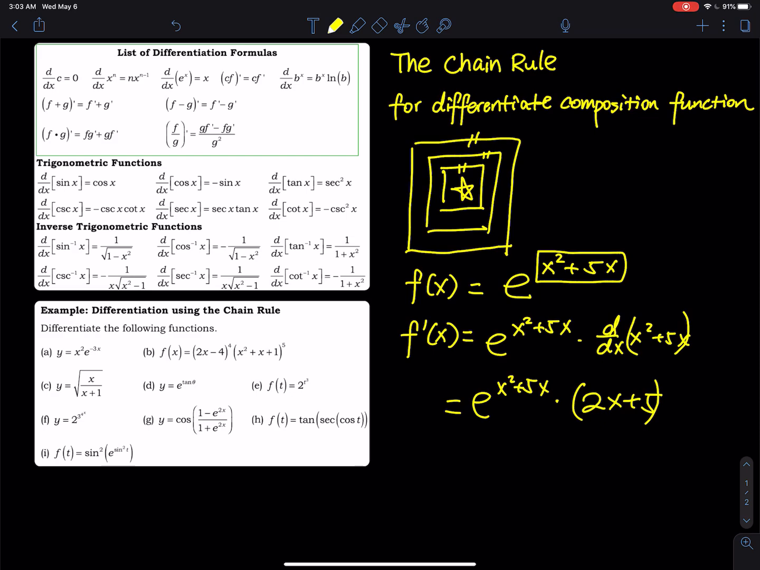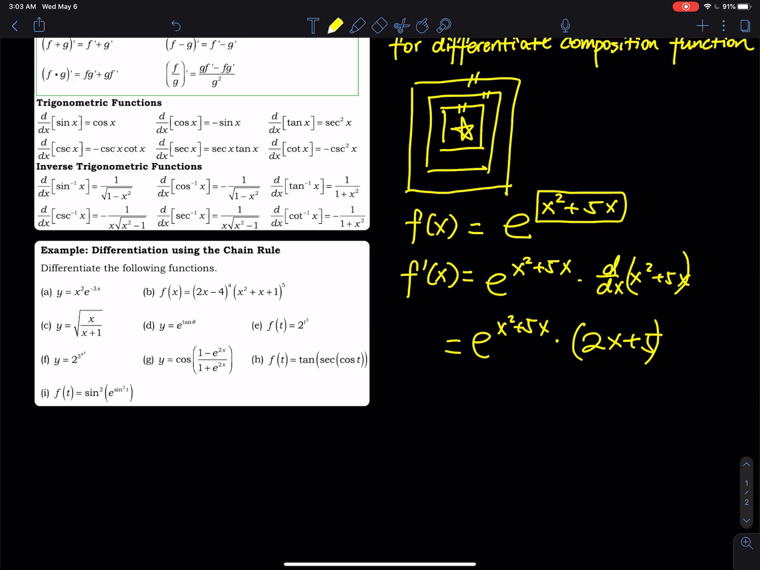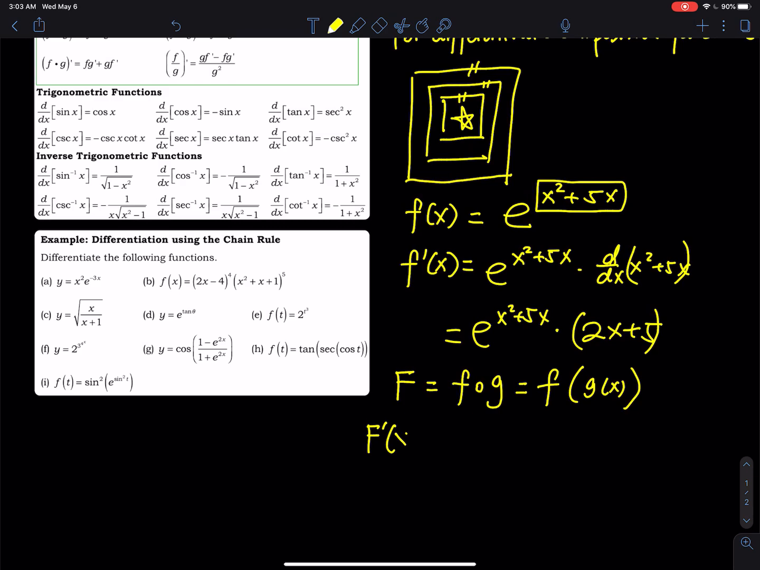So let me give you a general formula. Let's say we have a composition function. We have a function f of g. So f of g is a composition function. That means f of g of x. We have one function inside another function. So when you differentiate the composite function capital F, first you have to differentiate the outer function f, keeping g of x, and then you multiply by the derivative of g of x. It goes from outside to inside. I call that the outer function and the inner function.